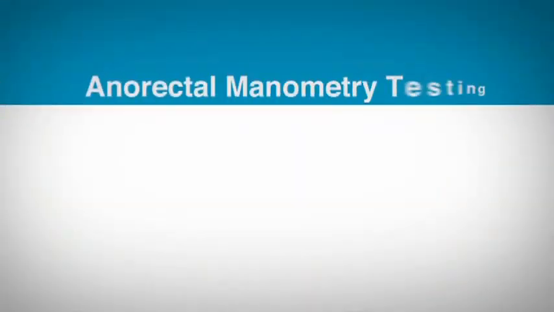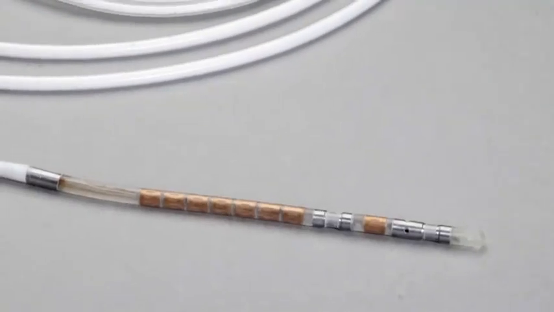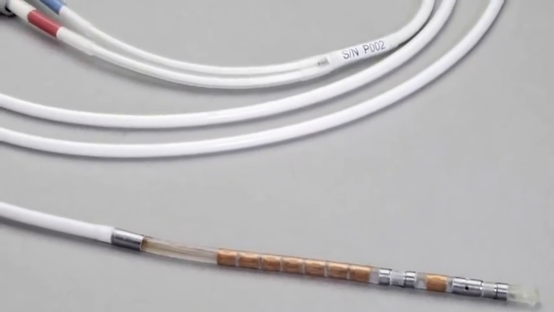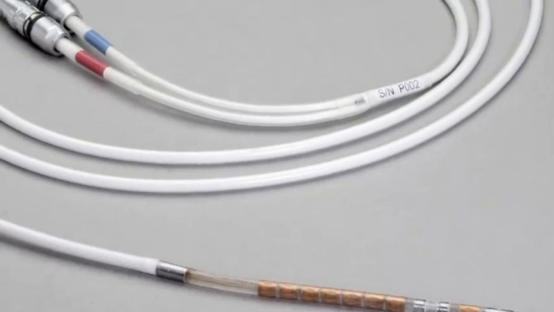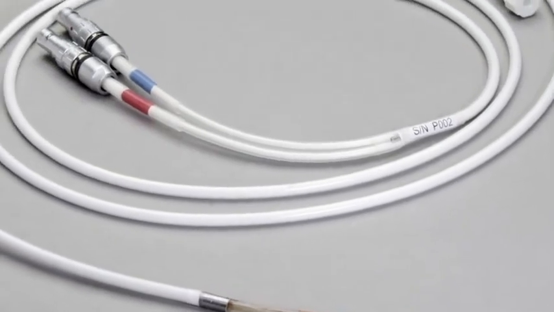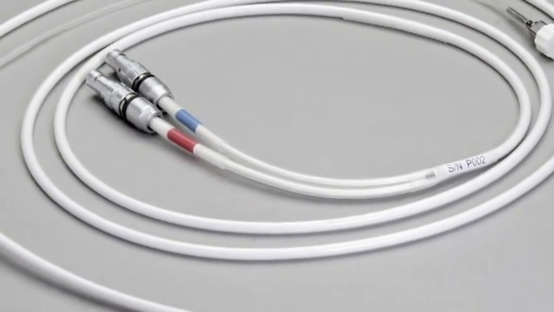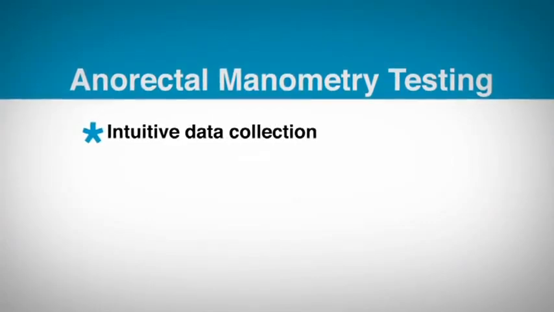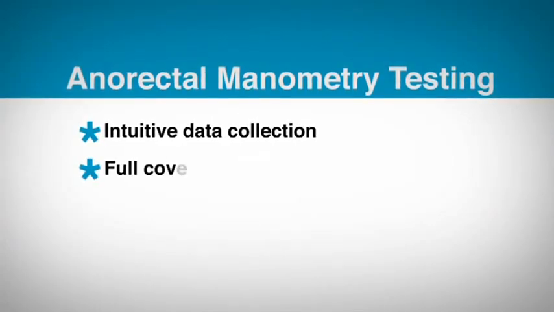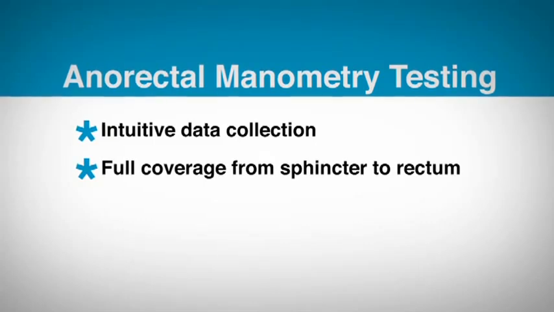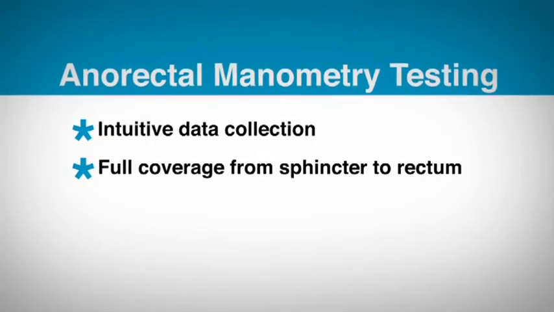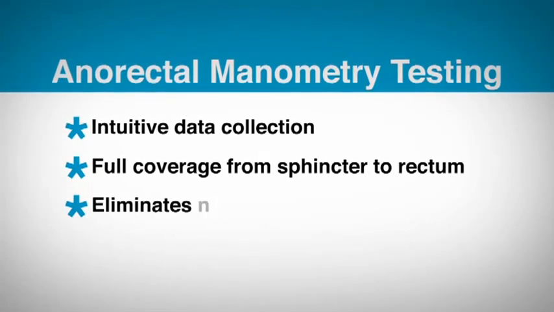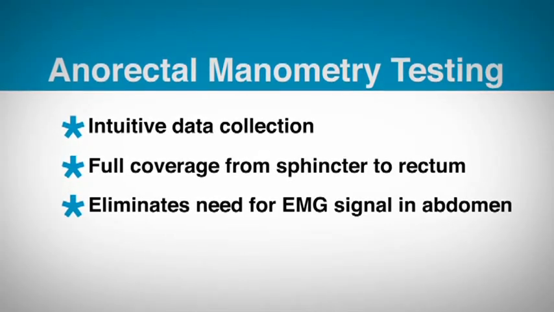The Manoscan high-resolution tactile technology also provides for simple and efficient anorectal manometry testing. With many of the same features and benefits as the Manoscan esophageal software, the Manoscan anorectal software allows for similarly intuitive data collection. The probe's continuous sensing provides full coverage from the sphincter to the rectum, eliminating the need for repositioning. These balloon sensors in the rectum also do away with the need for an EMG signal in the abdomen.